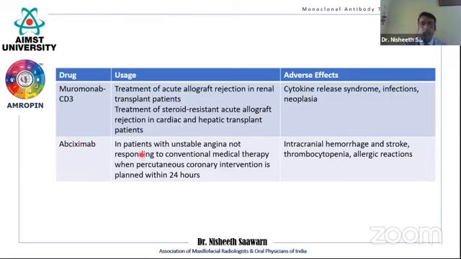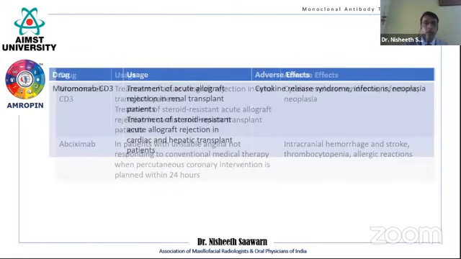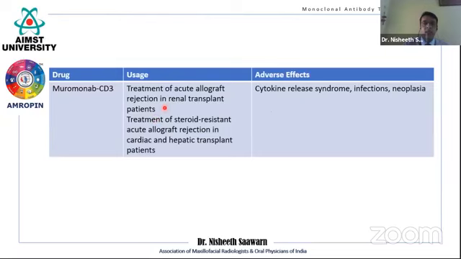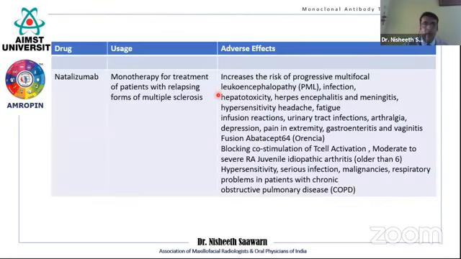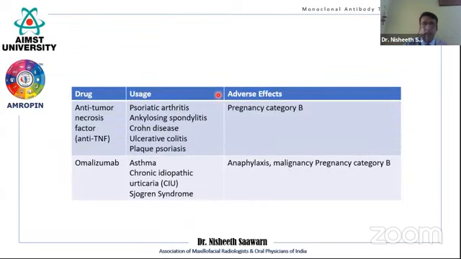It is used for unstable angina, not responding to conventional medical therapies. But here we can have intracranial hemorrhage, stroke, or thrombocytopenia. Same way we have muromonab CD3, which is used in acute allograft rejections. The list is long. I am not reading everything. If you want, you can always refer to the slides later.